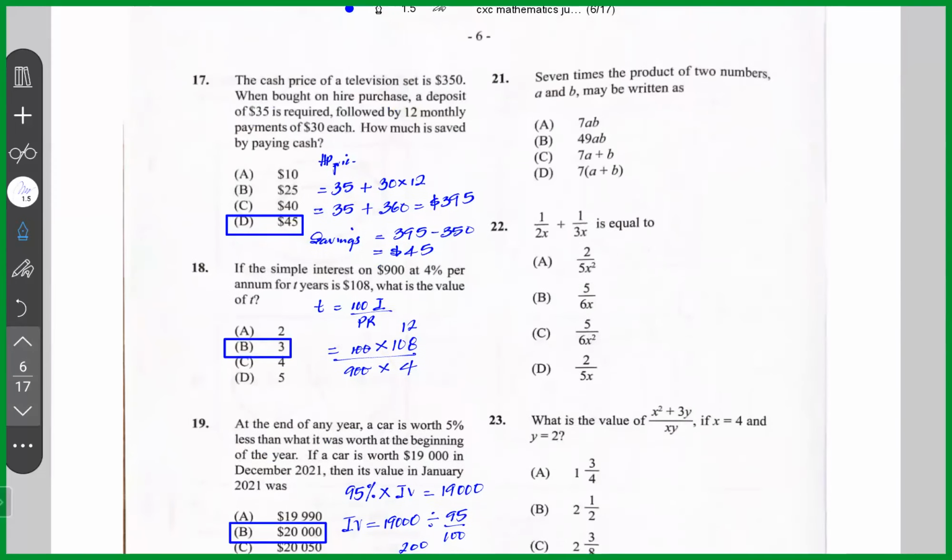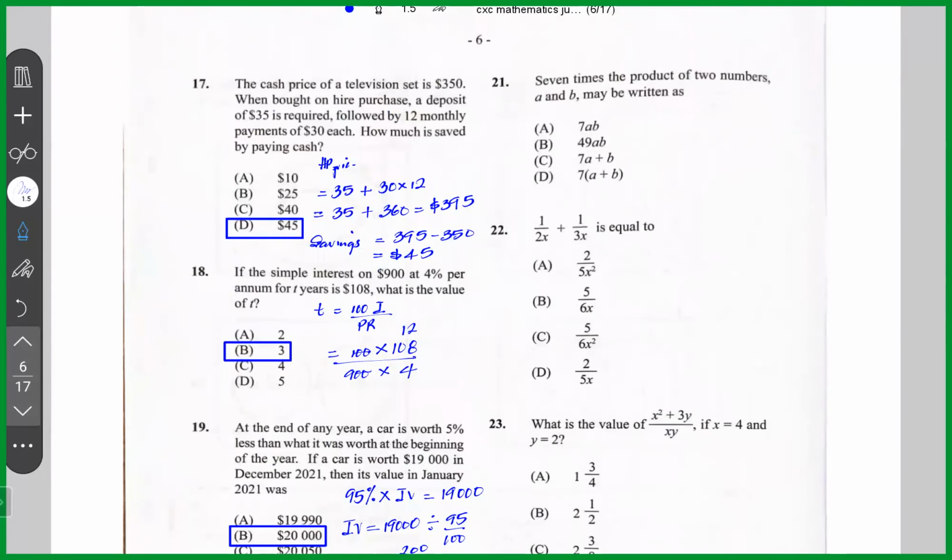Number 21. 7 times the product of two numbers A and B may be written as... Now the product of A and B is AB. 7 times that product would be 7AB. The answer is A.